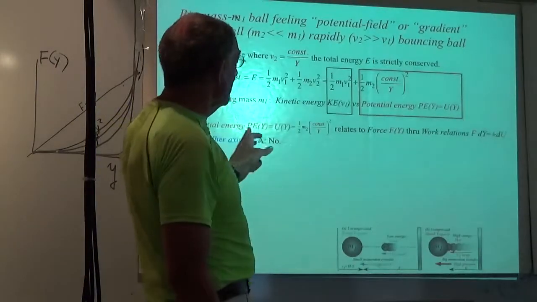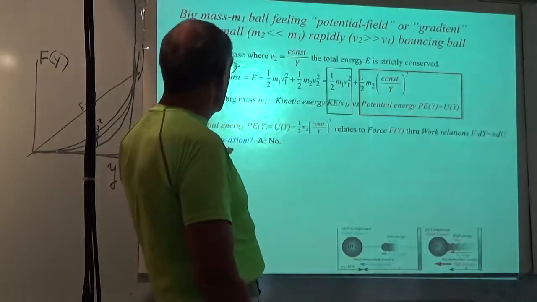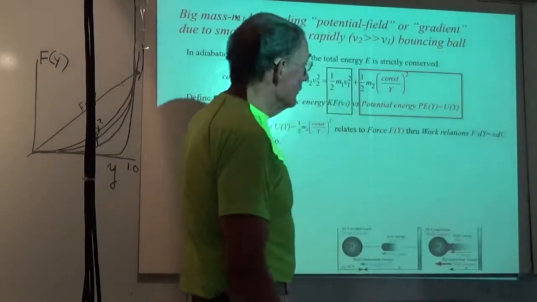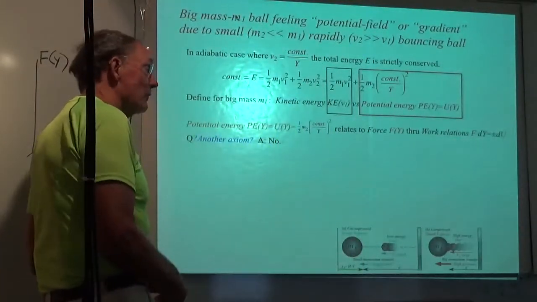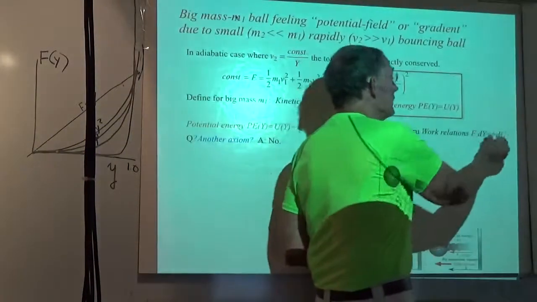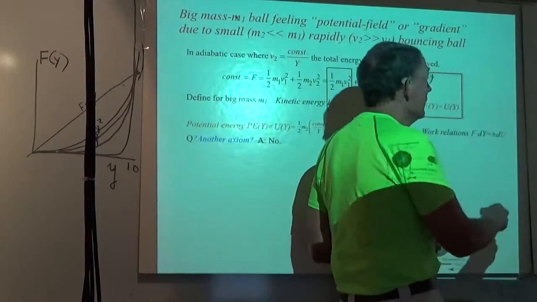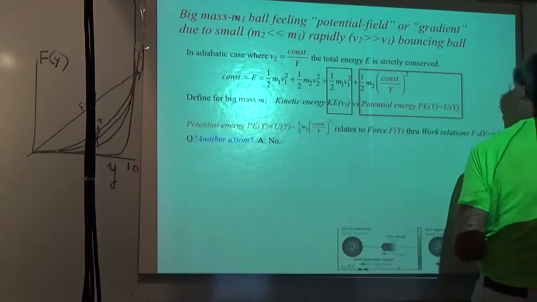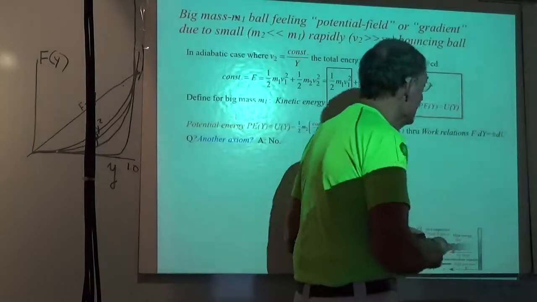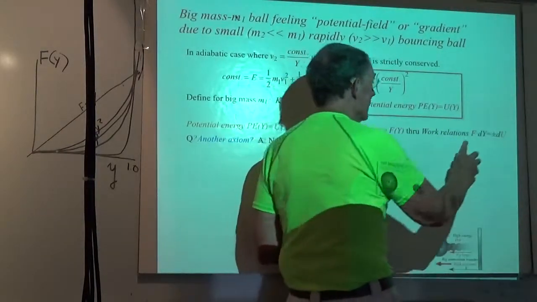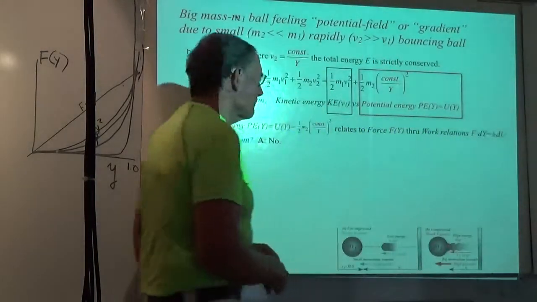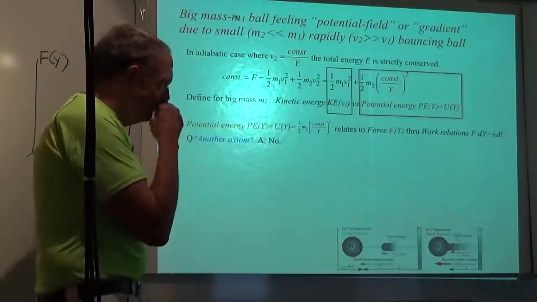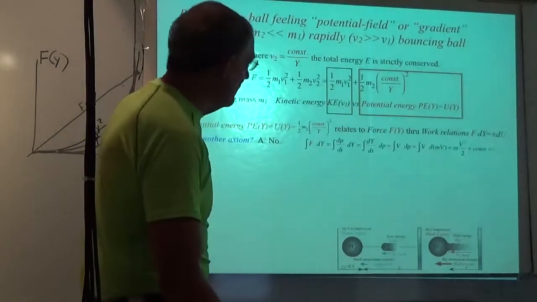The point I'm making here is that this potential energy relates to force through work relations. The force, the change in the potential energy, if there's any change in the energy of our potential creating object, which is M2, is going to be done with a work relation. So the idea is that maybe that's another axiom.